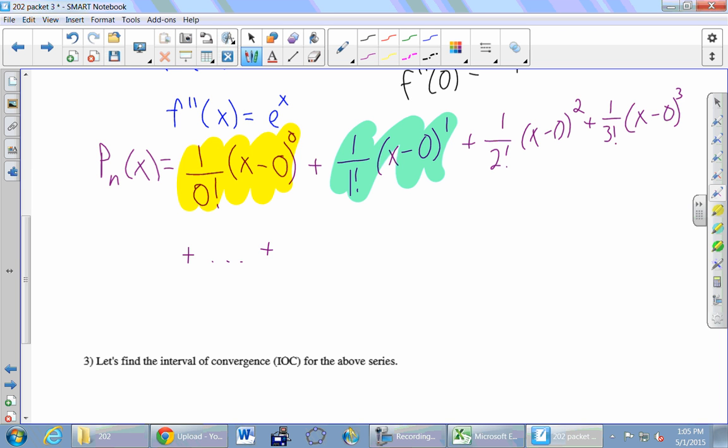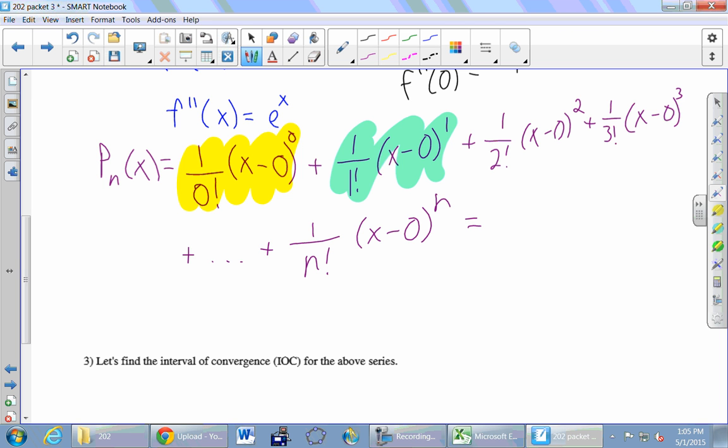Because this is my way of saying that there's some indeterminate number of things in between, and I'm just jumping to the last one, which is generic. Plus some stuff, plus this last guy. And then, what's the numerator for all of these? 1 over, what's the factorial when we're doing the nth term? It is n factorial, x minus 0 raised to the n. Perfect, that's the last term, the general term.